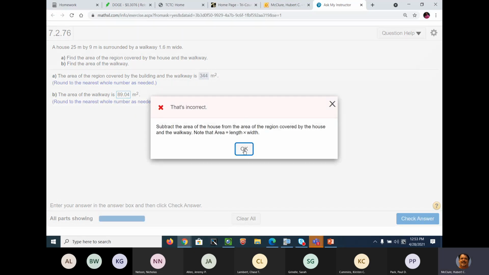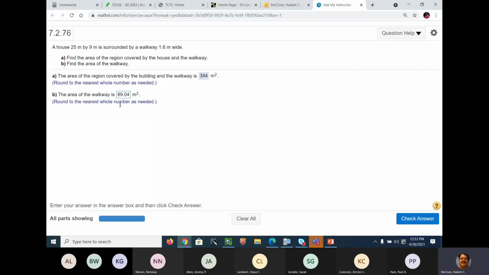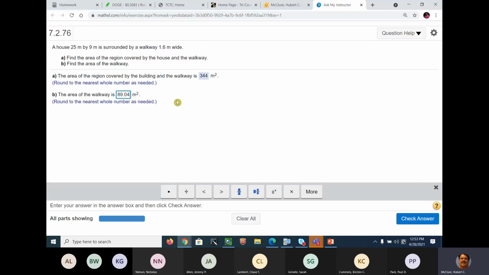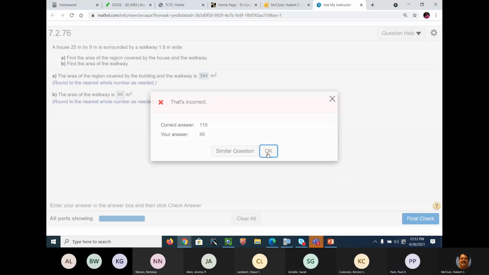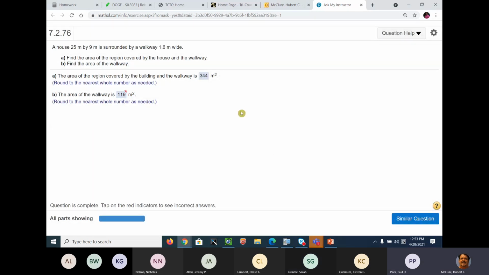Oh, round to the nearest whole number would be 89. Okay, I have no idea what they got. Can you let me go back and look at it again? They got 119. 119.04. No, 119. Somebody subtract 344 minus 225 again. I'll do it. You get 119.04.